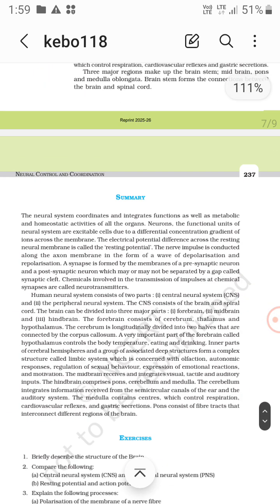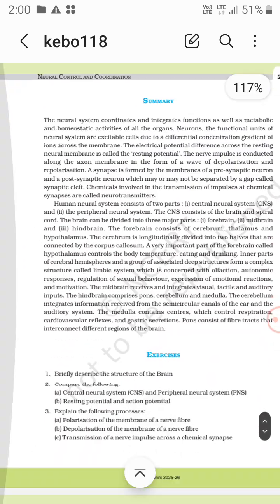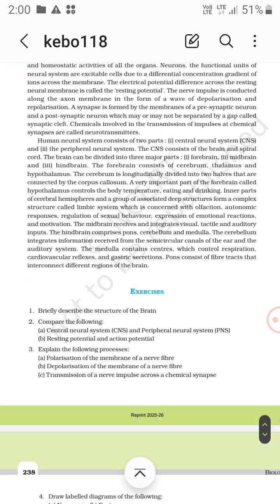Now, so this chapter is done here. Summary is left now. So this is it.